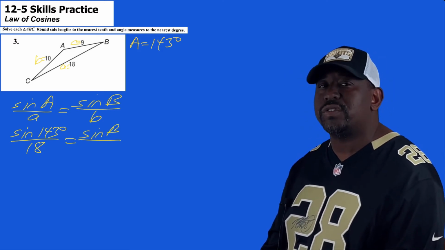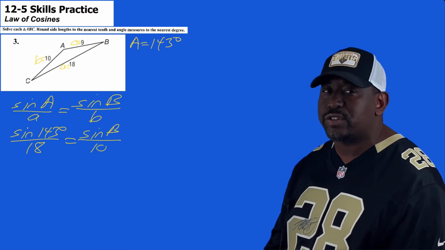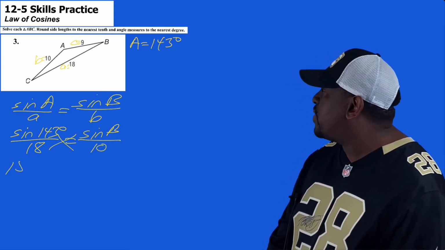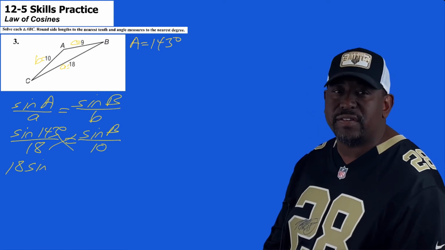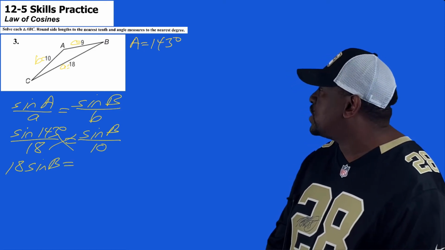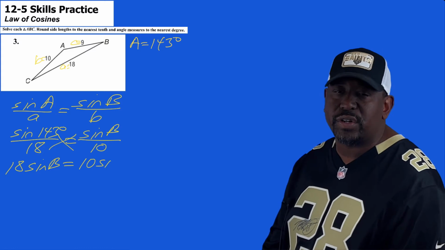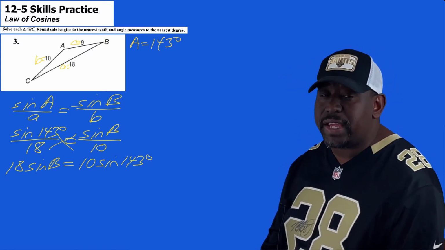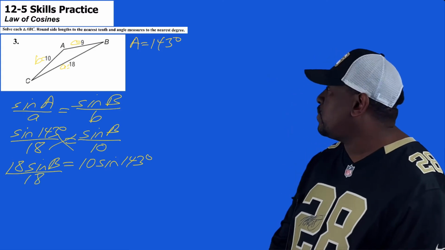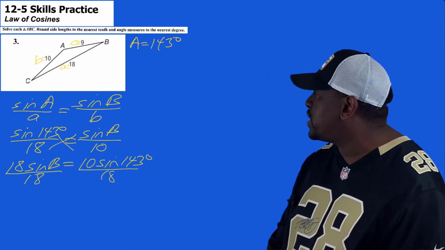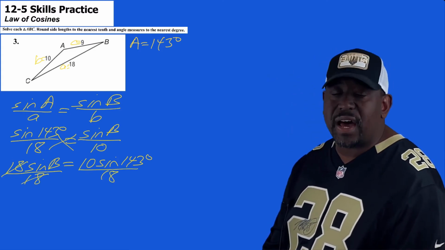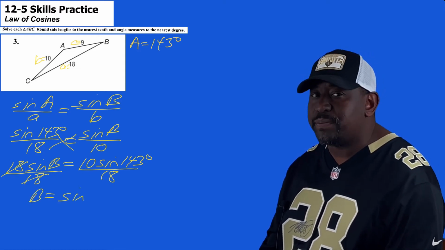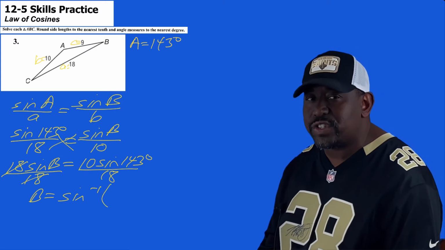We're going to cross multiply to get rid of the fractional components and create an equation we can solve. We will have 18 times sine of angle B is equal to 10 times sine of 143 degrees. We're going to divide both sides by 18 because that's the inverse of multiplication. That will give us sine B. To find angle B from sine B, we know we have to take the inverse sine.